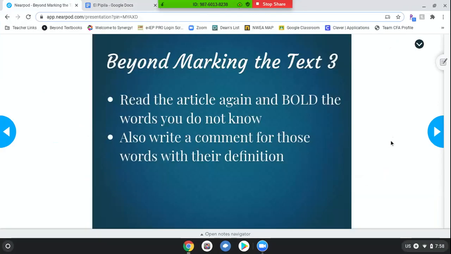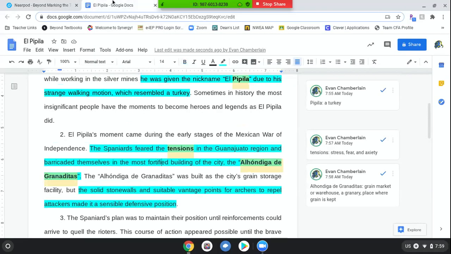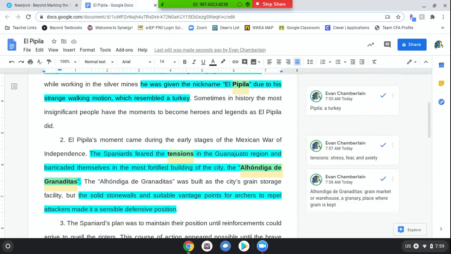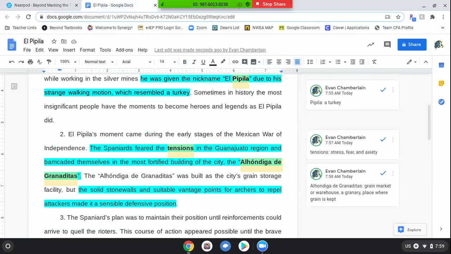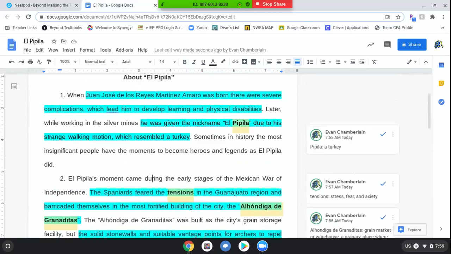Once you finish that, you are ready for step 4, the final step, which is to read the text again and underline everything El Pipila did. You're double checking basically to make sure that you didn't miss anything in your highlighting. And it'll be easier to see now because those highlighting parts were already showing you what he did. So basically we're just looking for anything we missed.